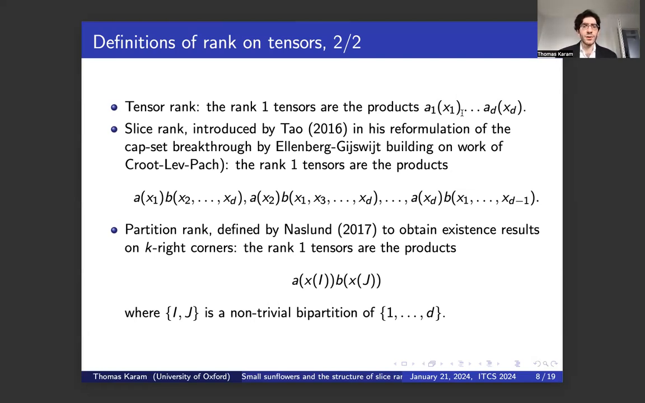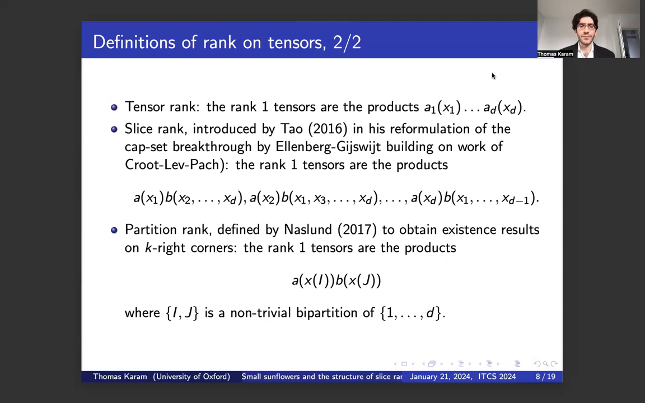So for the tensor rank, the rank 1 tensors are the tensors that you can write as products of d functions, where each function is a function in one variable. Or stated a little bit more precisely, the first function is a function in the first variable, the second function is a function in the second variable, the third in the third variable, and the dth function is a function purely in the dth variable.